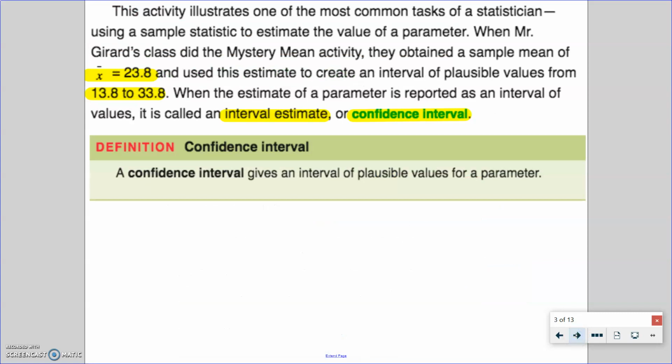So this activity illustrates one of the most common tasks of a statistician, using a sample statistic to estimate the value of a parameter. When Mr. Gerard's class did the mystery mean activity, they obtained a sample mean of 23.8, and they estimated then that their interval of plausible values was 13.8 to 33.8. So I'm assuming his class said plus or minus 10 from that number. Okay, that's called an interval estimate or a confidence interval. The whole idea is if we take a sample statistic, an x bar or a p hat, how can we then take that and find an interval of, here's how confident I am that the true mean or the true proportion is between this number and this number.